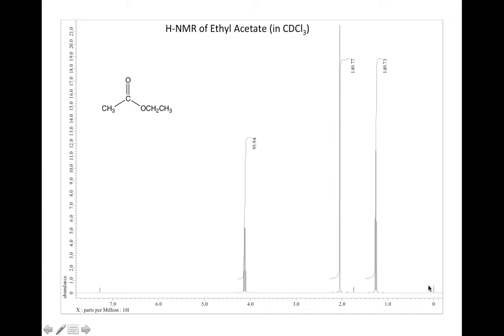The reason that we do the parts per million relative to that is we're dividing by the overall frequency of the spectrometer, and that way different spectrometers with different magnetic field strengths will all have their peaks for a given compound come at the same chemical shift. Otherwise, different NMR spectrometers would have their peaks at different frequencies, and so the parts per million scale normalizes that so I can compare spectra taken on different instruments.